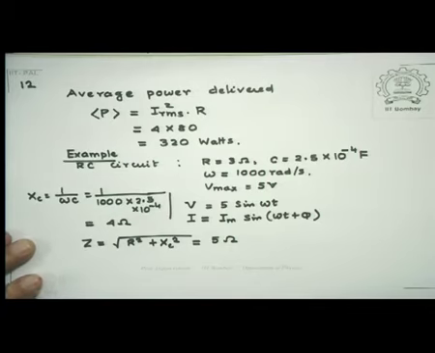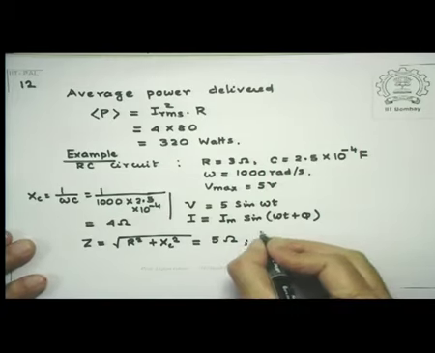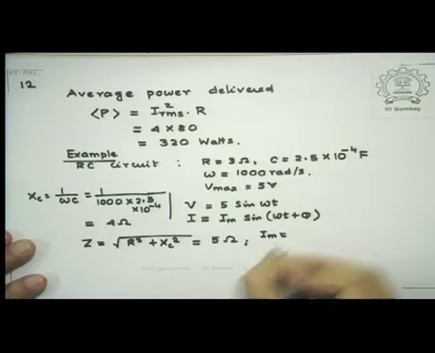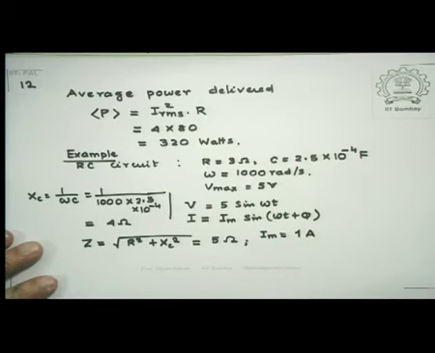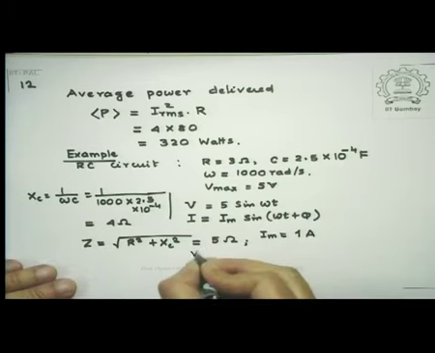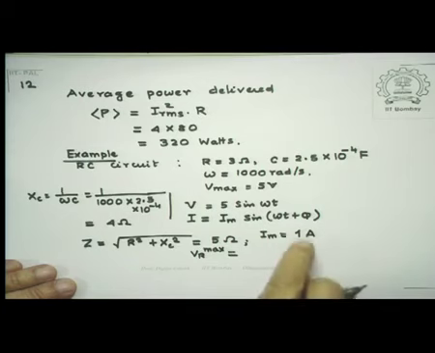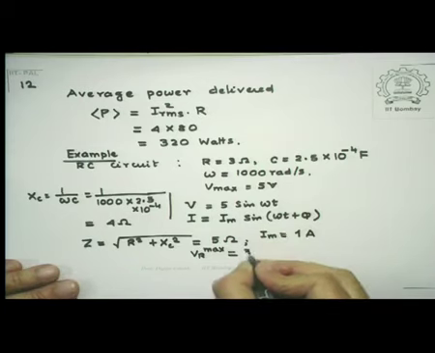Now that immediately tells me that my maximum current would be maximum voltage divided by Z, which is just equal to 1 ampere. What about VR max, which is simply equal to IR? I is 1 ampere, R is 3, so it is 3 volts.